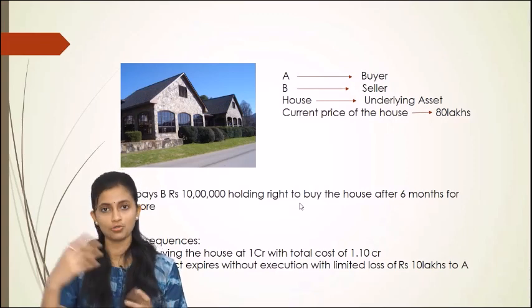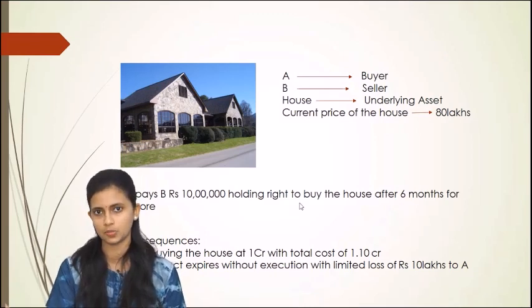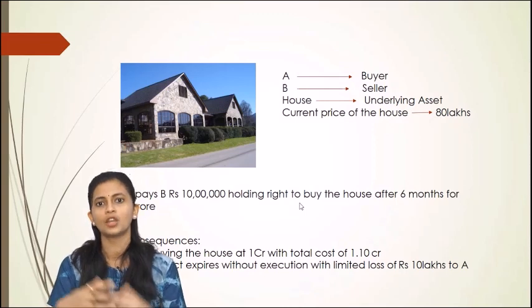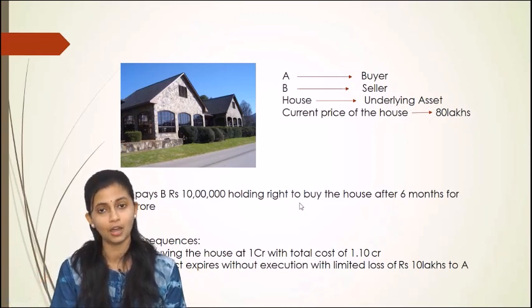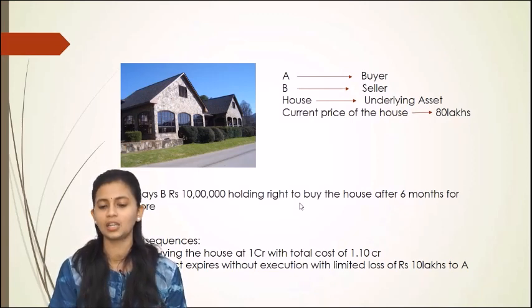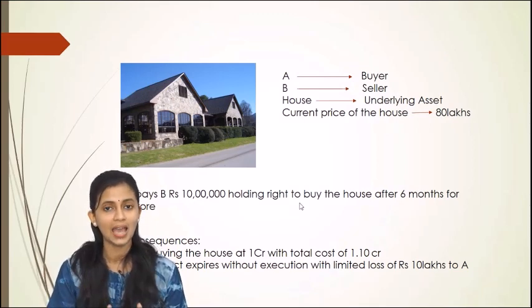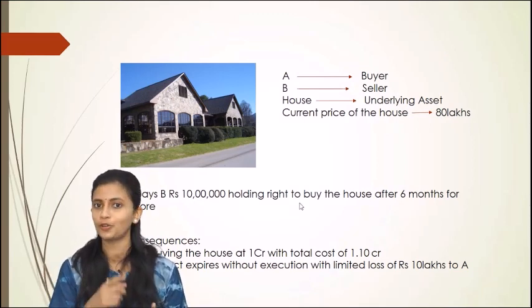If the value of the house goes above 1 crore, say the value of that house at the end of the expiry of the contract, that is 6 months, goes to around 1.3 crores. Now A will definitely buy the house, because the value of that particular house has now come to 1.3 crores. Yes, he has entered into a contract to buy that house for 1 crore.